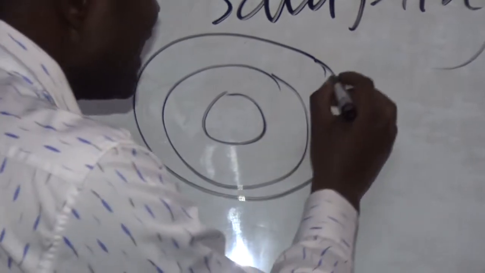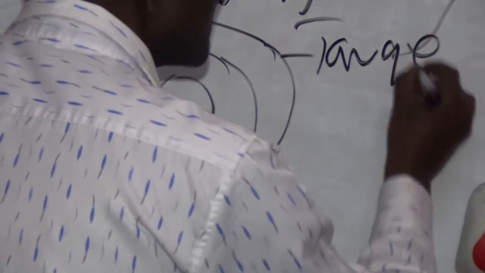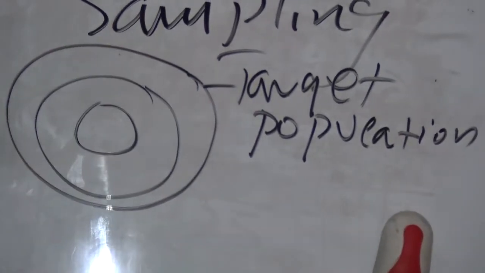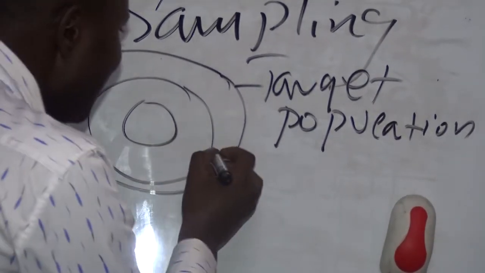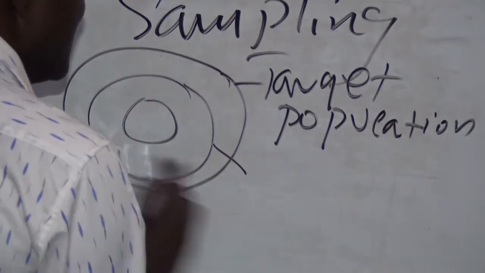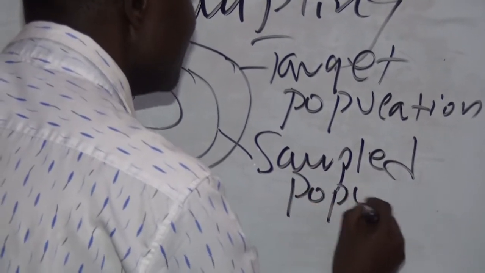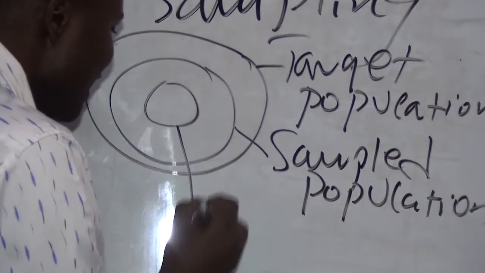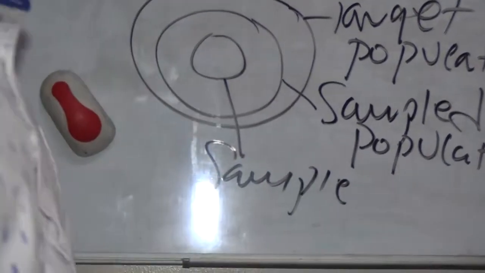The outer layer here, I'm naming the target. It is the target population. It is the whole census of the people who are supposed to be part of the study. Then the inside layer here, we are going to call sampled. It is called the sampled population. And then the inner layer is called the sample.